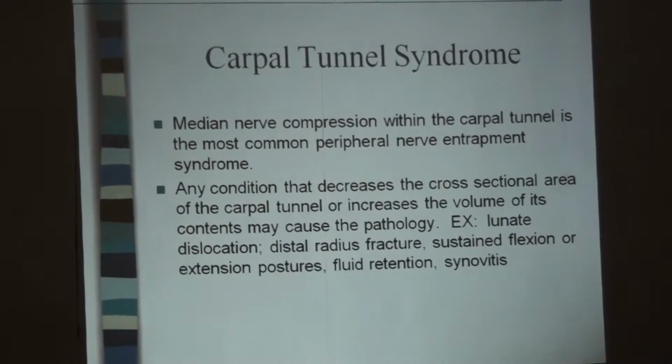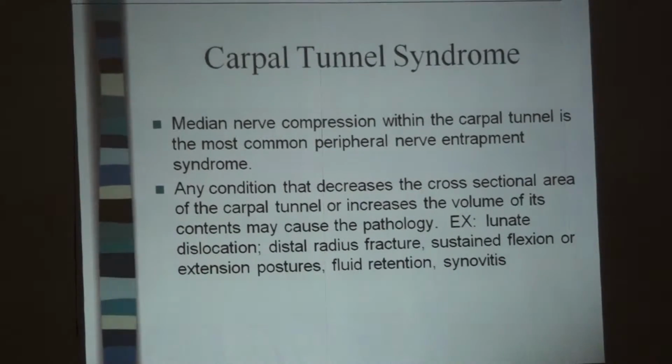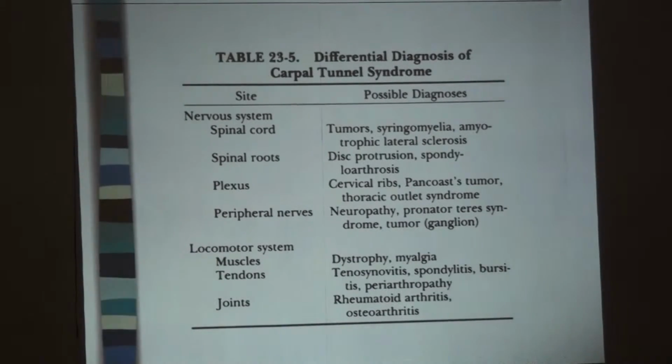Carpal tunnel syndrome. Any condition that decreases the space in the tunnel, either inside the tunnel or from the outside, leads to compression of the median nerve, like lunate dislocation, radius fracture, sustained flexion extension posture, fluid retention, synovitis. There's a very long list. Before we diagnose this as carpal tunnel, we have to rule out all these conditions.